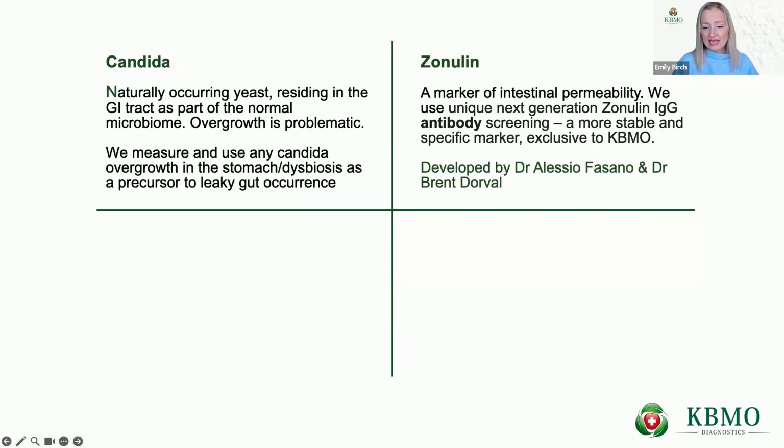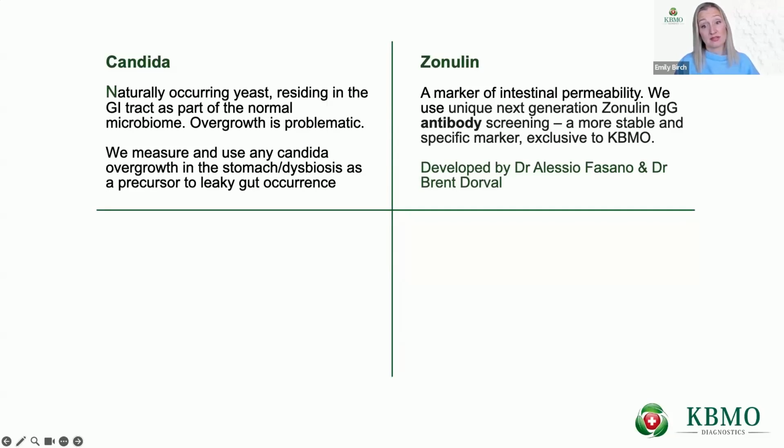So zonulin then is next up. This is a marker of intestinal permeability. Zonulin is a protein involved in keeping those epithelial tight junctions tight. We use next generation zonulin IgG antibody screening. So we're testing for zonulin antibodies in the gut barrier panel, not the zonulin protein itself. This is a much more stable marker. It's much more specific, and it is exclusive to KBMO, and it is different to the zonulin marker that you might find in a comprehensive stool analysis.